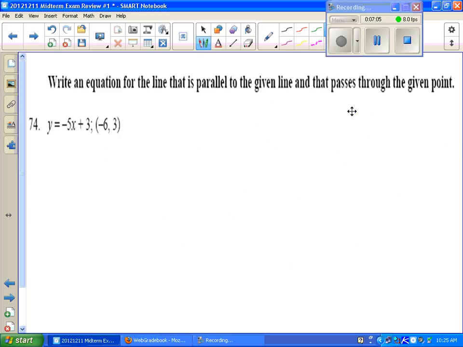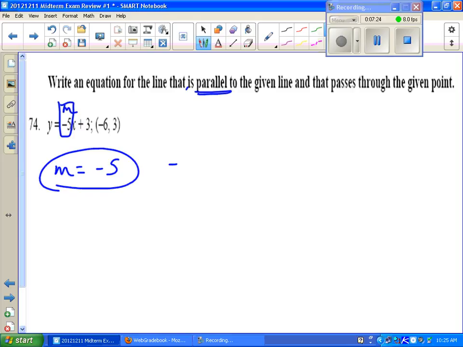74, write an equation that's parallel to this that passes through this point. If it's parallel, just a second ago, we said it has the same slope. So if this one says y equals mx, that is your slope value of your first equation. M's value is negative 5. And if it passes through the point negative 6, 3, we're going to use that point to find out what our b is.